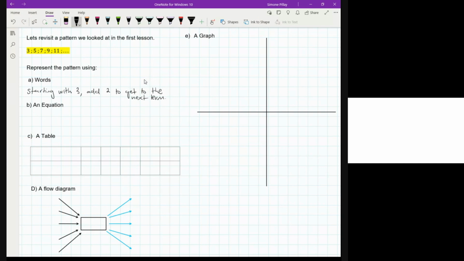Guys, all that we're doing when we are representing a pattern using words is we're saying, how do we get from one term to the next? And what I see here is they've added 2. From 5 to 7, they've added 2. From 7 to 9, they've added 2. From 9 to 11, they've added 2. So when we are representing this pattern using words, all we have to do is tell them how we get from one term to the next. And all we had to say was add 2 to get to the next term. You didn't even have to say starting with 3, but it's always good to say what number we're starting from. We're all happy with this, representing a pattern using words.